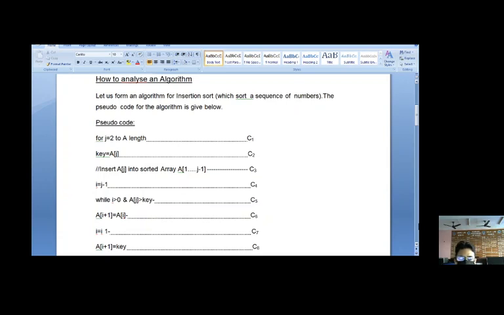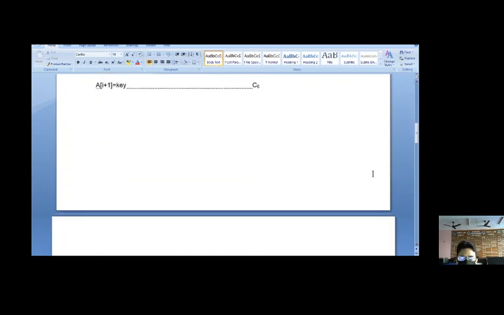So i equals j minus 1. For each element we shall derive the value of j minus 1, and while i is greater than 0 and A[i] is greater than key, we shall check that condition. How many times this condition will be satisfied will depend upon the particular input. So this is the variable term, and for this we shall use a term.